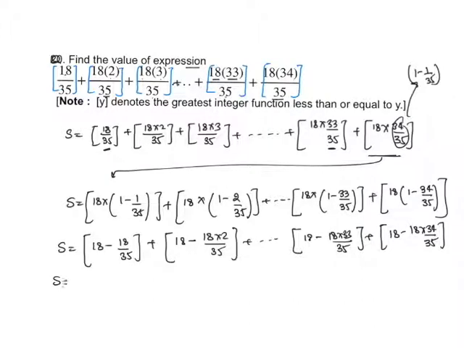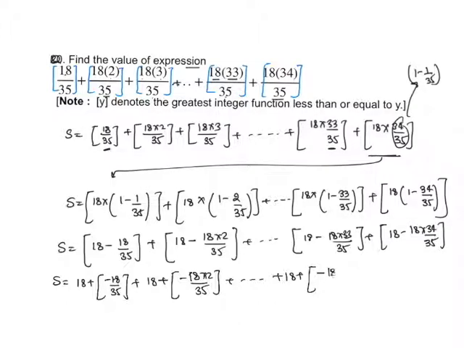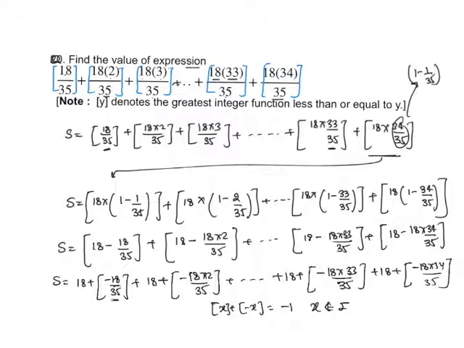So S equals, we can write as, 18 plus greatest integer of minus 18 by 35, plus 18 plus greatest integer of minus 18 into 2 divided by 35, plus dot dot dot plus 18 plus greatest integer of minus 18 into 33 divided by 35, plus 18 plus greatest integer of minus 18 into 34 divided by 35. Now we know greatest integer of x plus greatest integer of minus x will be nothing but minus 1 if x does not belong to integers. So 18 by 35 is not an integer.